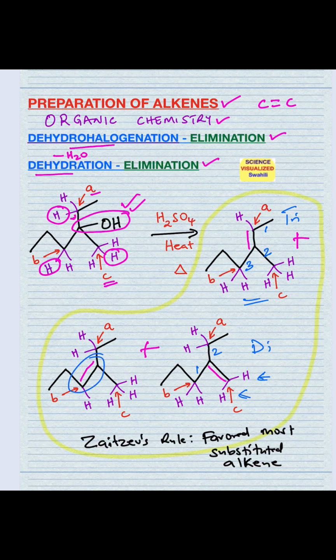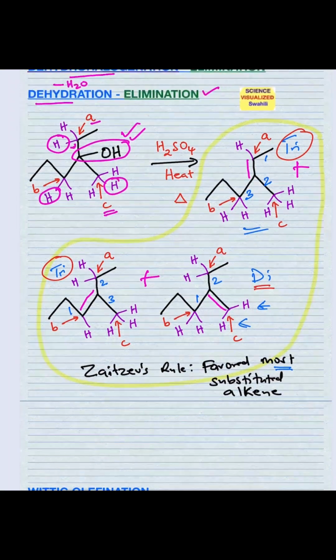And then if we look at this other alkene product and focus on the double bond, it has 1, 2, and 3. And that also makes it a tri-substituted alkene. So according to Zaitsev's rule, the most substituted alkene will be favored, and that will mean that this tri-substituted alkene and the other tri-substituted alkene will be favored, while the di-substituted alkene will be less favored.